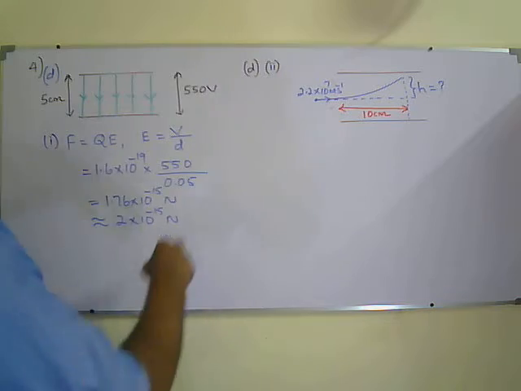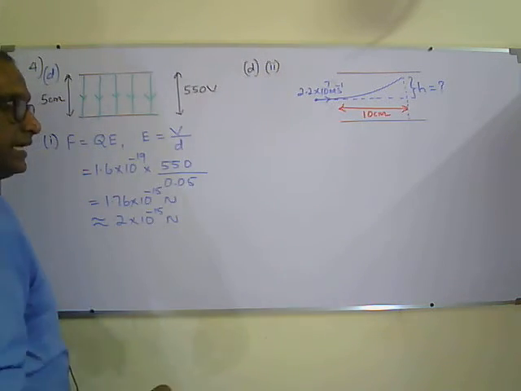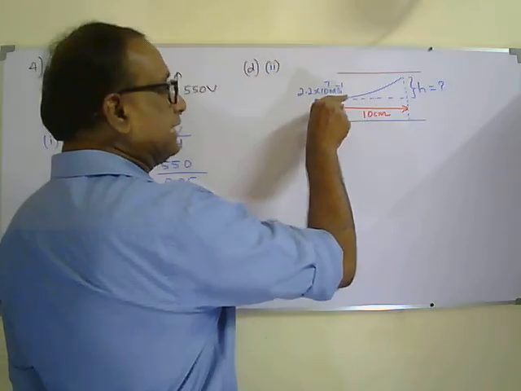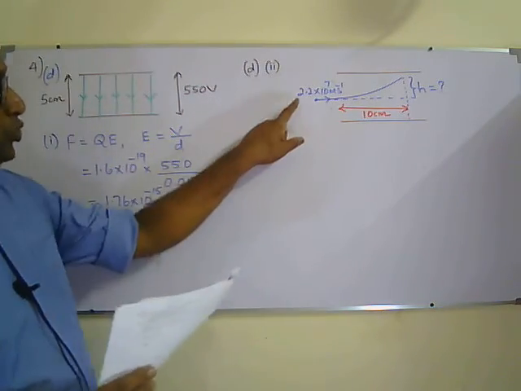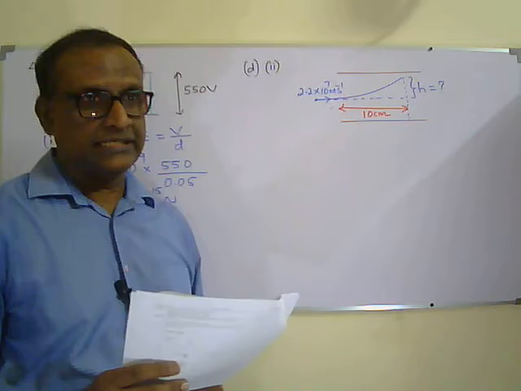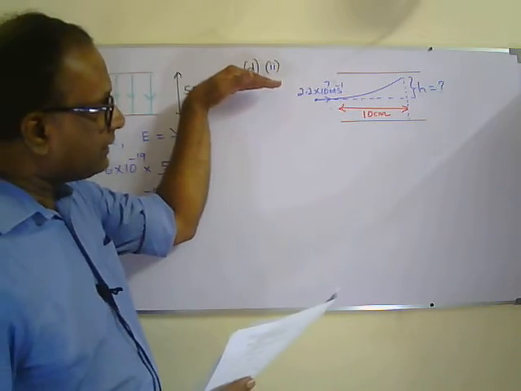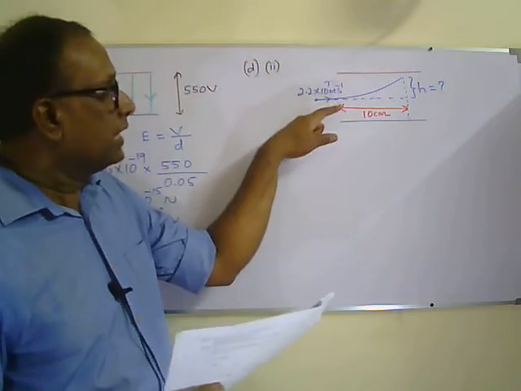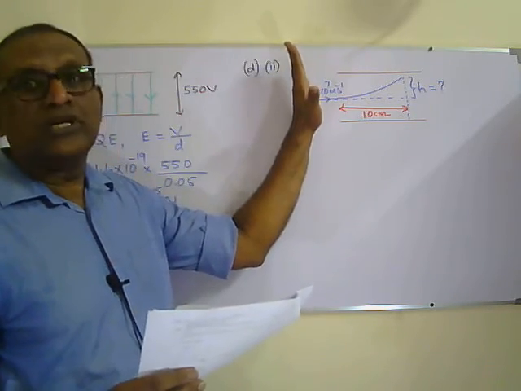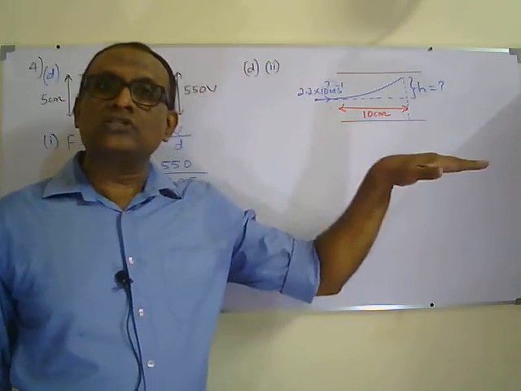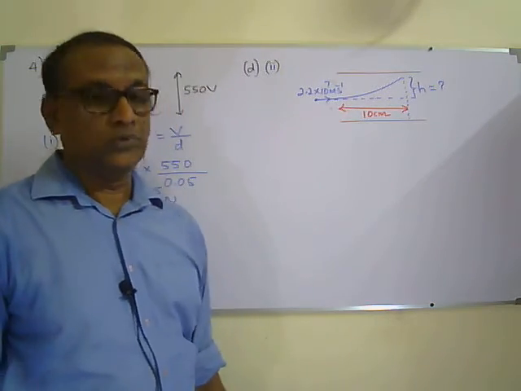Okay, question number 4, part D, second part. They are saying the electron is entering the region between the parallel plates at a speed of 2.2 × 10^7 meters per second. Since it's entering parallel to the plates, at the moment when it enters, its vertical component of velocity will be equal to 0, because a horizontal vector has no vertical component.